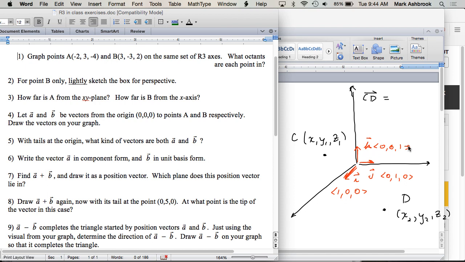Then every single vector in R3 can be written as a linear combination of those three. With scalar multiplication and addition, you can create any vector out of i, j, and k. By adding the right number of i's together, and the right number of j's, and the right number of k's, you can reproduce any vector. That's called the unit basis form. Okay, so what is the vector CD?